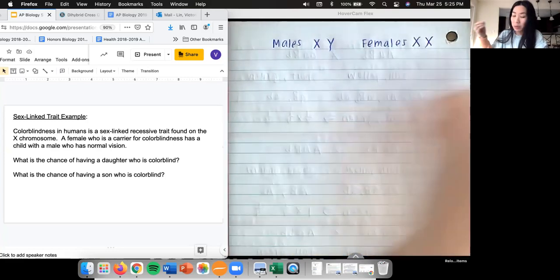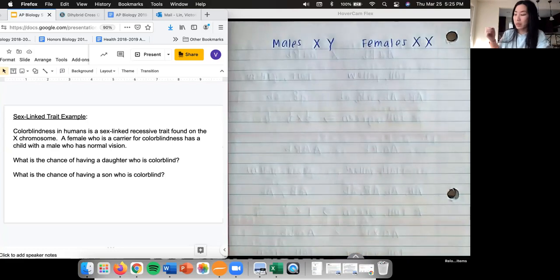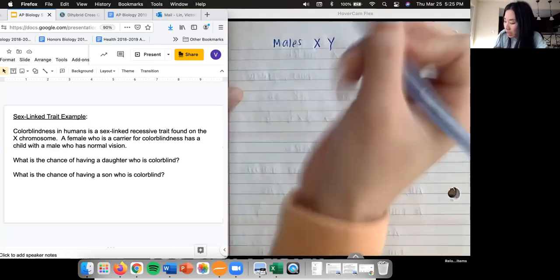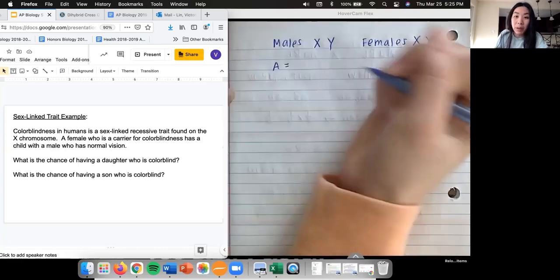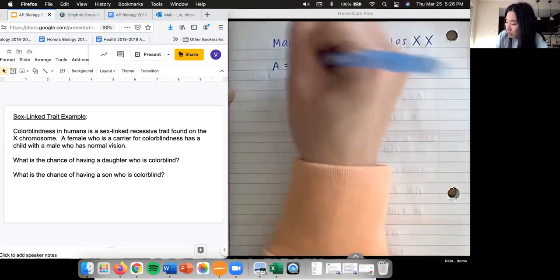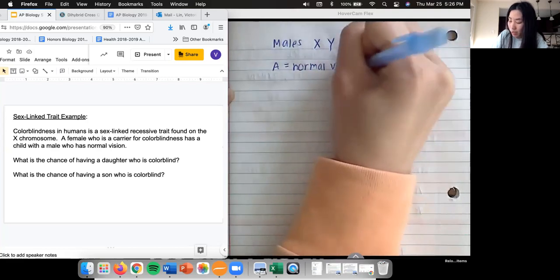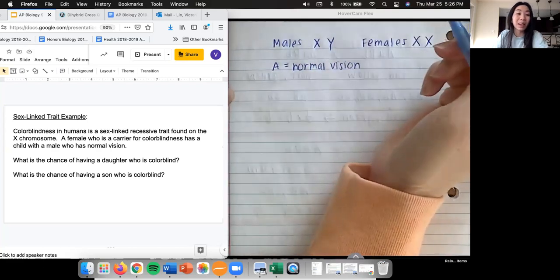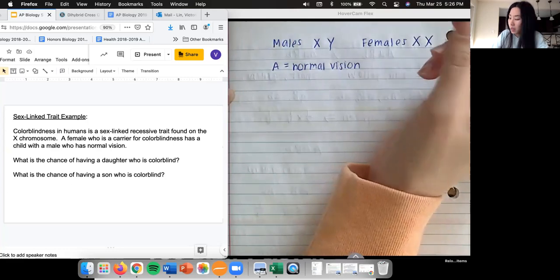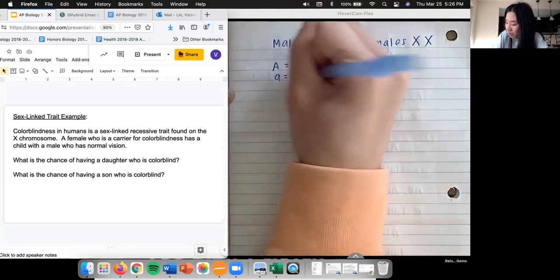So for example, this one right here is about color blindness. It says, color blindness in humans is a sex-linked recessive trait found on the X chromosome. A female who is a carrier for color blindness has a child with a male who has normal vision. So I'm actually just going to make a little key. Always make a key. So I'm going to do capital A is going to be normal vision. And I know that because in the problem it says that color blindness is recessive. So little a is going to be colorblind.